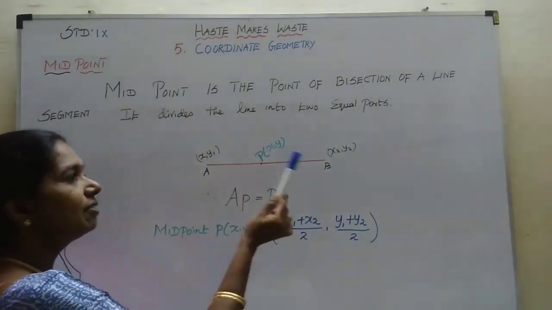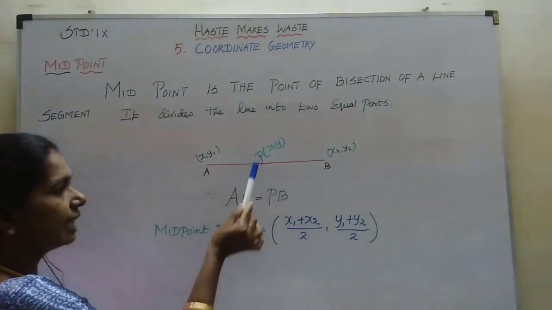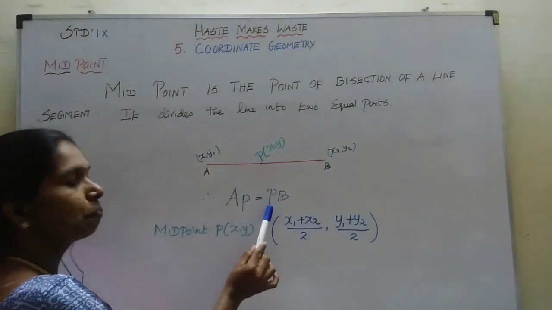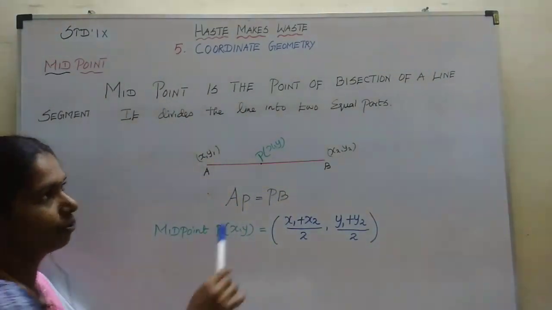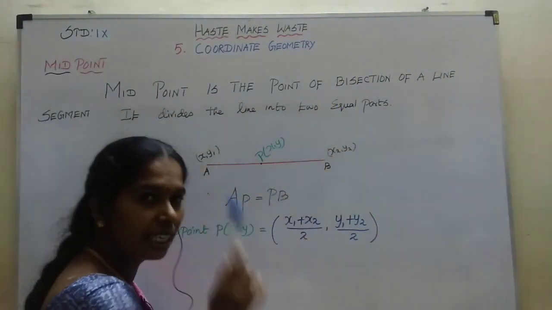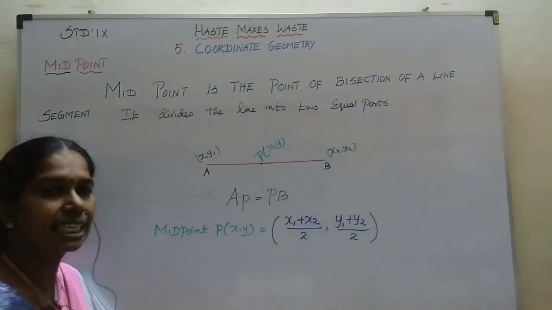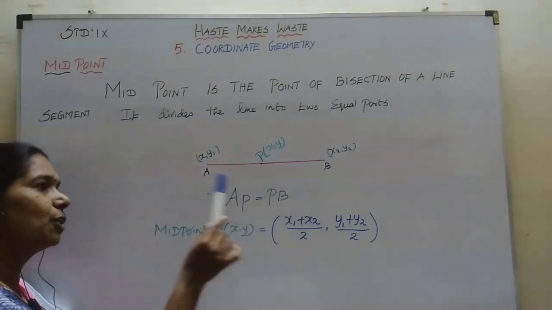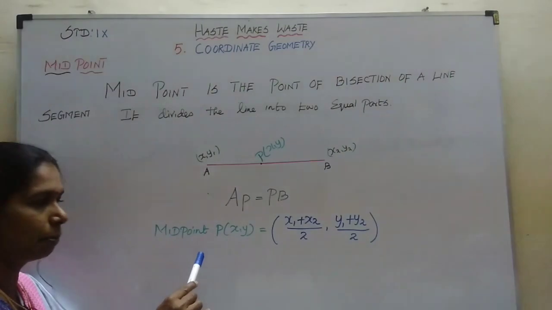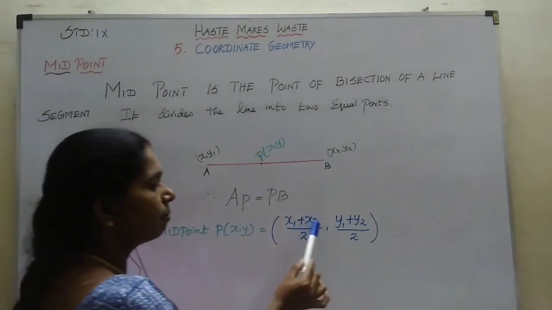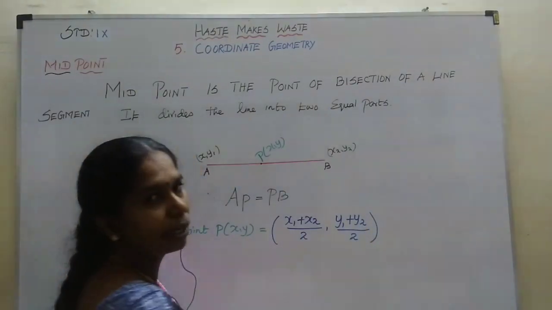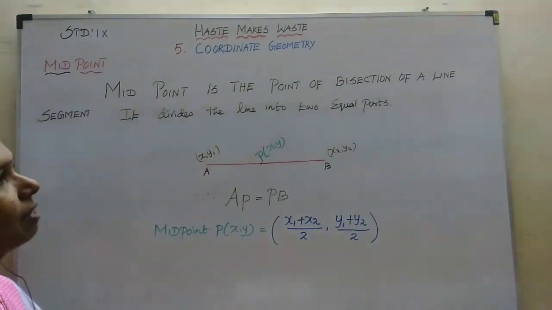After dividing the line, we will get AP equal to BP. That is, their lengths are equal. That is the meaning of bisection: after the division, the lengths of the line segments will be equal. And you know the formula for finding the midpoint. The midpoint P of x comma y equals x1 plus x2 by 2 comma y1 plus y2 by 2. Okay, this was our last week class.